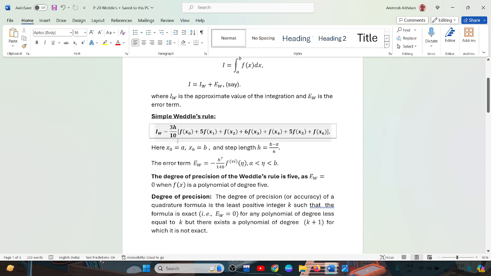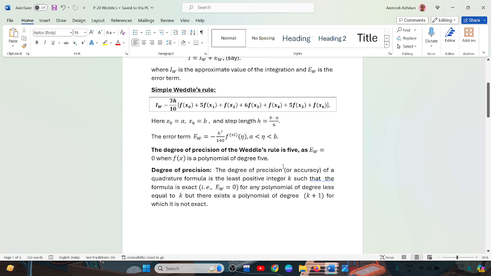Here x0 is equal to the lower limit of the integration a, and x6 is equal to the upper limit of the integration b. The step length is h = (b - a)/6, and the error term is equal to minus h^7/140 times the sixth derivative at eta, where a < eta < b. The degree of precision of Weddle's rule is 5, because this error term involves the sixth derivative, so the error term is 0 when f(x) is a polynomial of degree 5 or less.